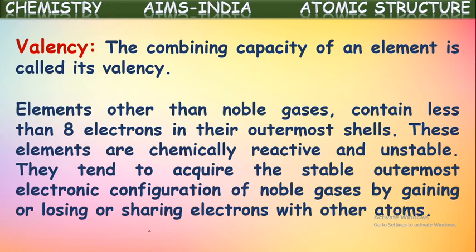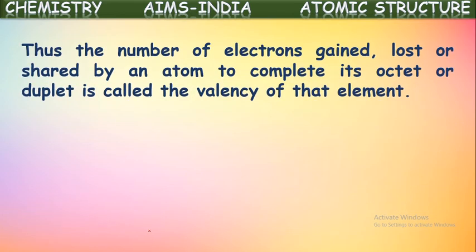These elements also will try to get 8 electrons in the outermost shell so that they can become stable. In getting 8 electrons in the outermost shell, some elements gain electrons, some lose electrons, and some other elements share electrons with other atoms, so that finally they get 8 electrons in their outermost shell and become stable, just like the noble gases. In this way, the number of electrons gained, lost, or shared by the atoms is called its combining capacity.